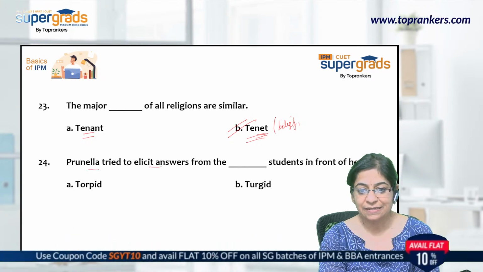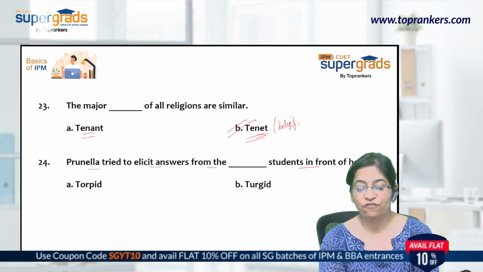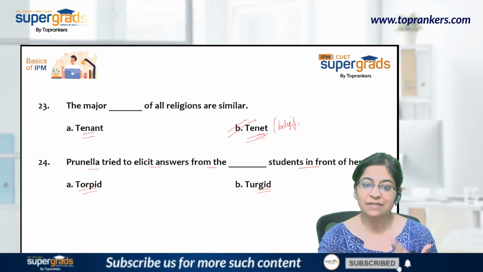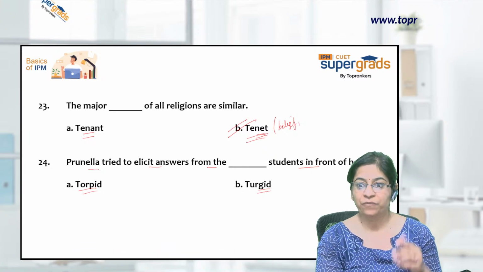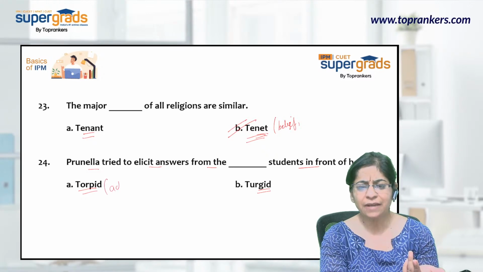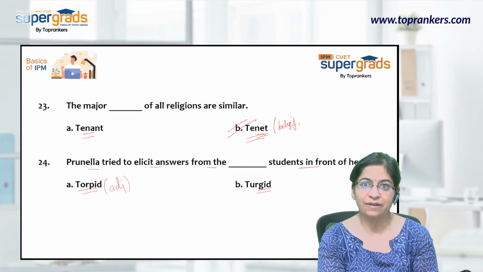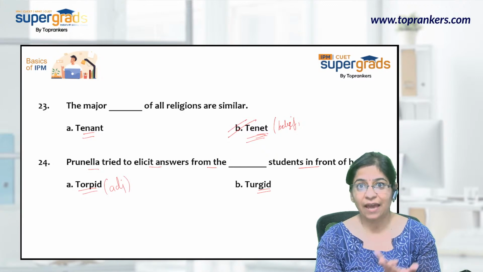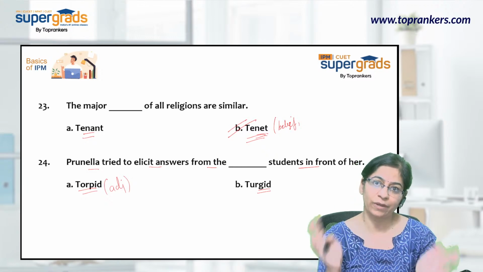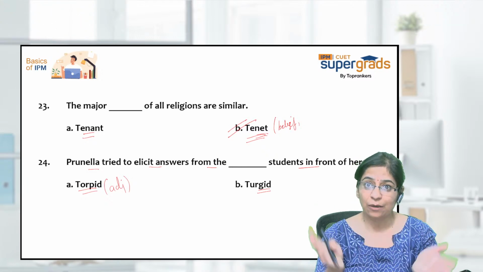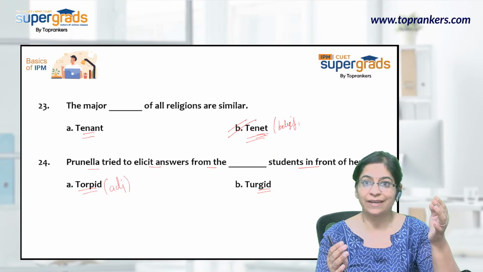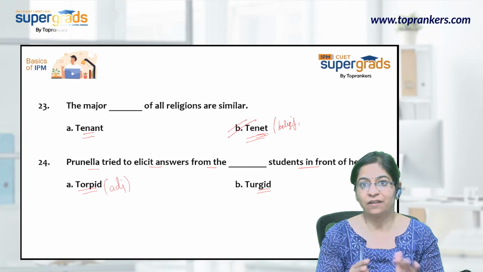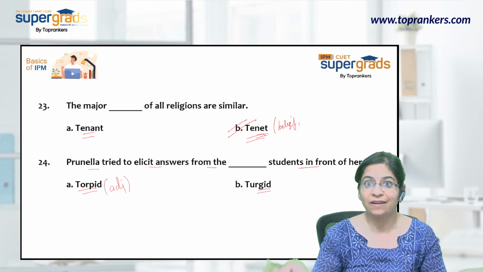Prunella tried to elicit answers from the dash students in front of her, torpid and turgid. Now, torpid simply means, I mean, both of them are adjectives, and torpid as an adjective means somebody who's inert, inactive, sluggish, no activity at all. And turgid again has two meanings. One is swollen, or maybe bulging outside. So when you hit your forehead against something, it bulges outside, it becomes turgid. And the other meaning of turgid is ornamental, fancy, ornate, pompous, grandiloquent.